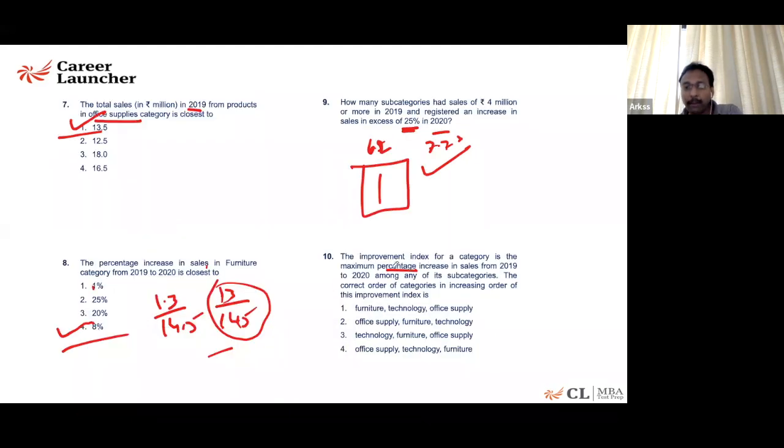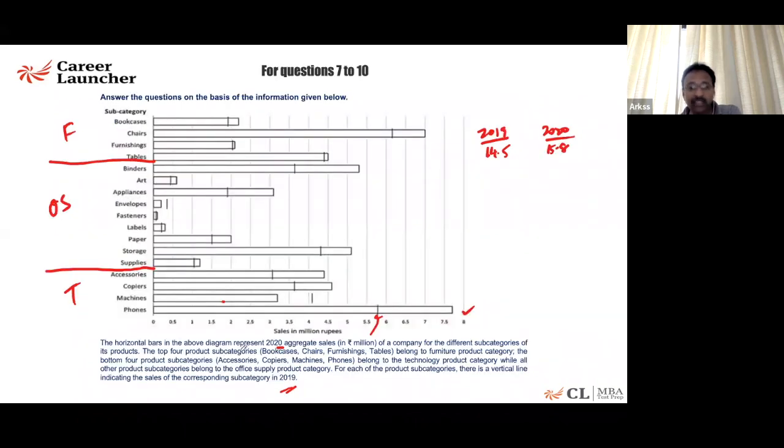He is asking maximum percentage increase in sales among any of its subcategories. This is a subcategory, product subcategories. So what is the maximum which is getting? I will just have to check. What is the minimum I am getting? That I have to check. That's it. We'll figure it out. What is the highest here? This is going down, doesn't matter. This is 1.9 to 3.1.